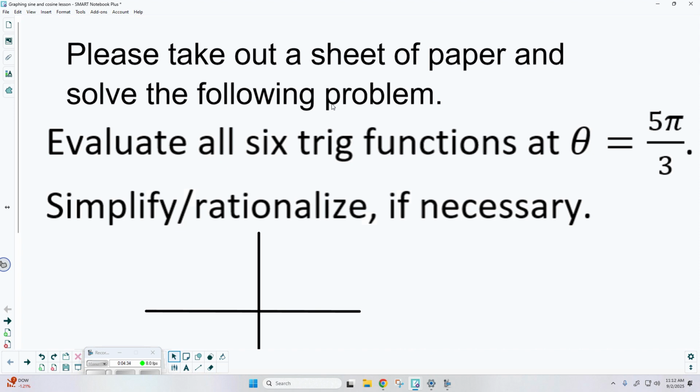And then we'll talk about it once we're done. 5/3 pi.